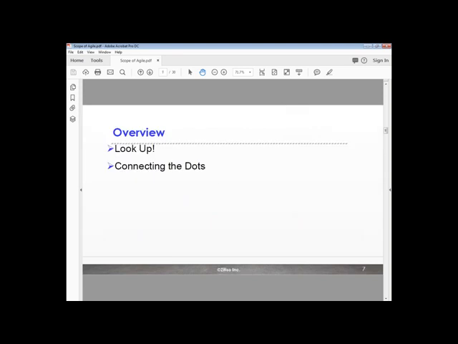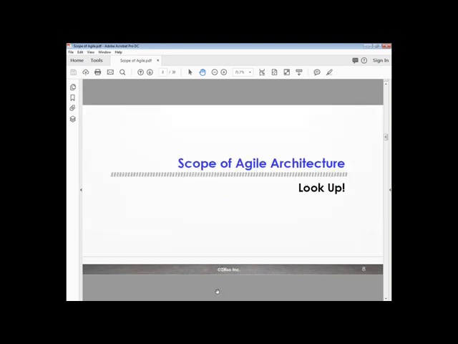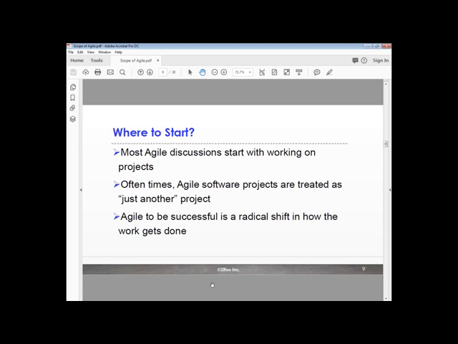So in this first section, the overview, we're basically going to look at the bigger picture and then try to bring it back down to how this relates to perhaps my Agile work. So looking up, the question is where to start.